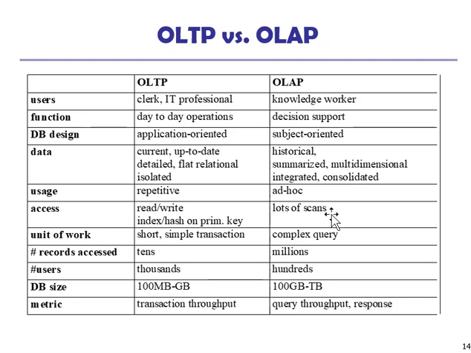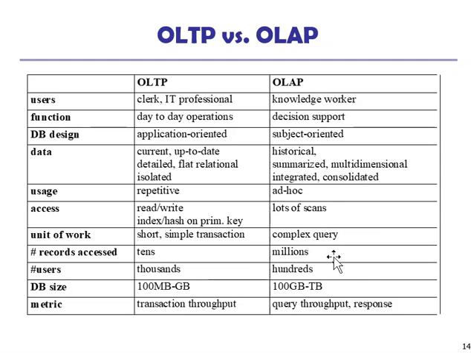Access requires lots of scans, scanning the database to collect all the relevant information to support decision making. Since the queries are ad hoc, we cannot predict which tables are going to be accessed. Therefore, we have lots of scans to gather the necessary information. We support complex queries, and we cannot predict how many queries the user would issue.